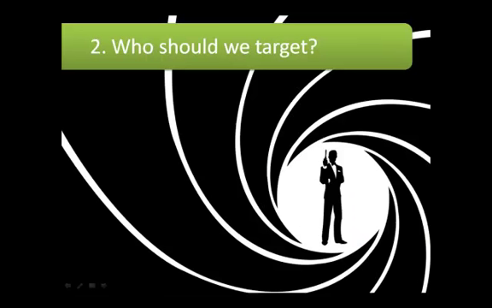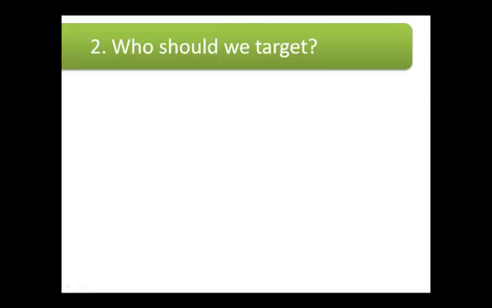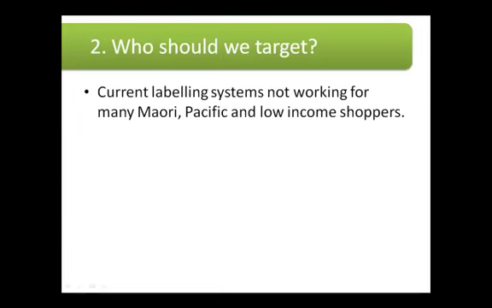So who should we be targeting? Well, we live in a country that essentially believes everyone deserves a fair opportunity. But it's the same communities who currently have fewer opportunities to succeed that are disadvantaged by our current system. Research shows that Māori, Pacific and low-income communities are less likely to use and more likely to have difficulty interpreting nutrition labels, and this finding is consistent with international research.